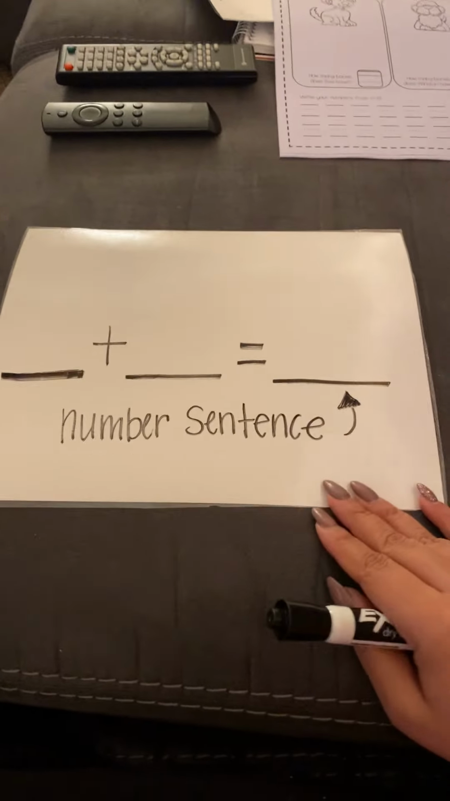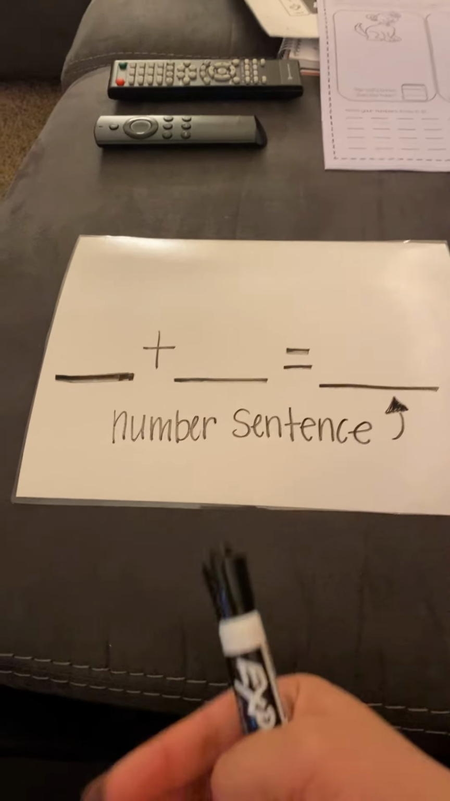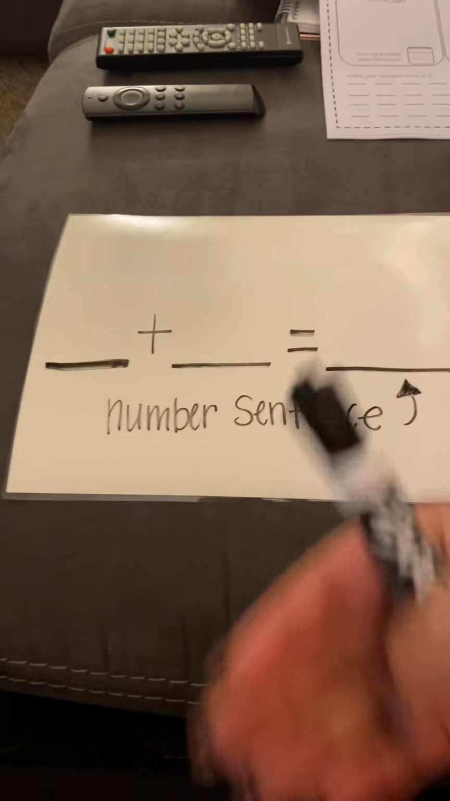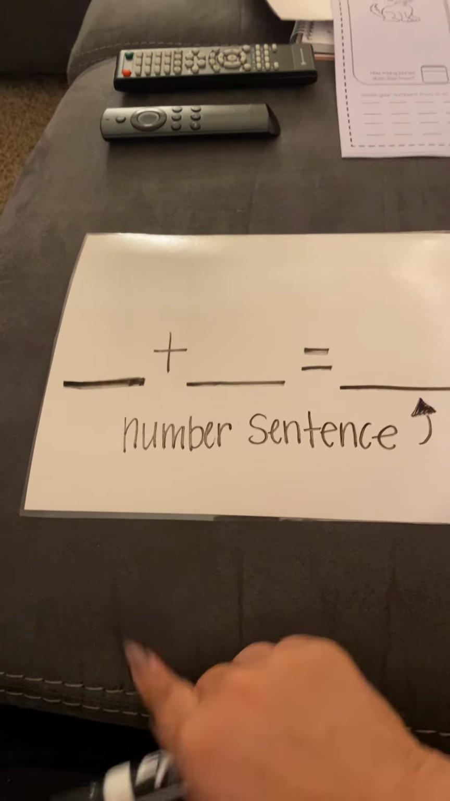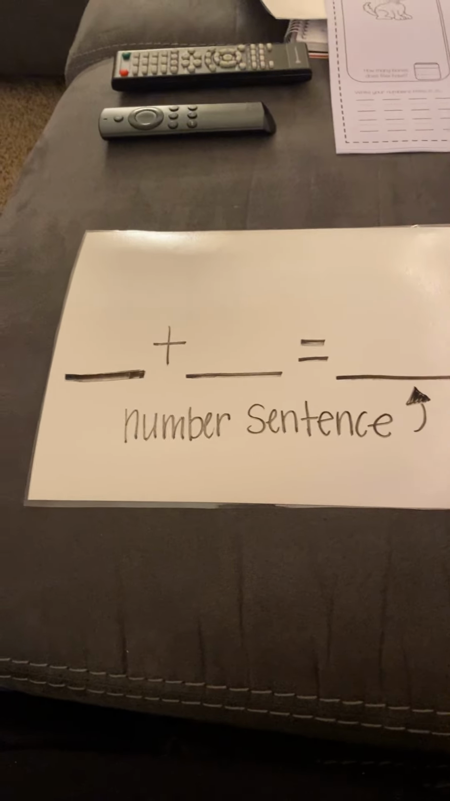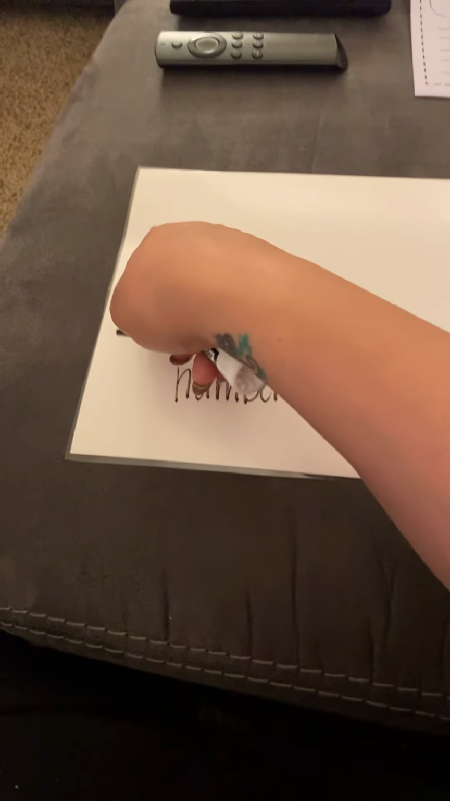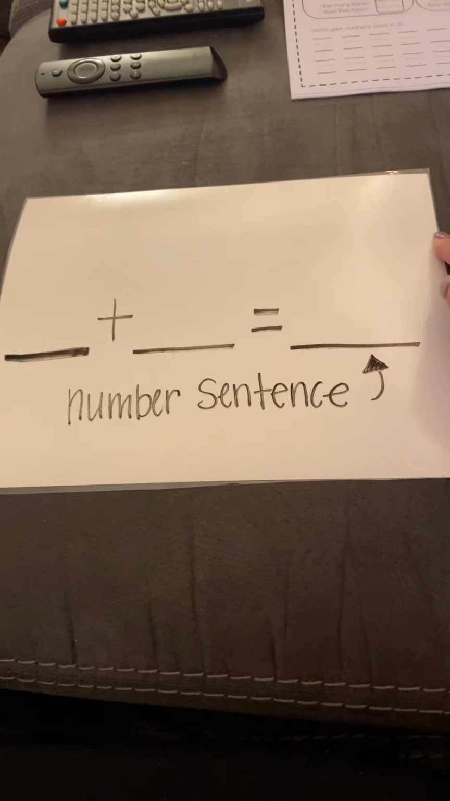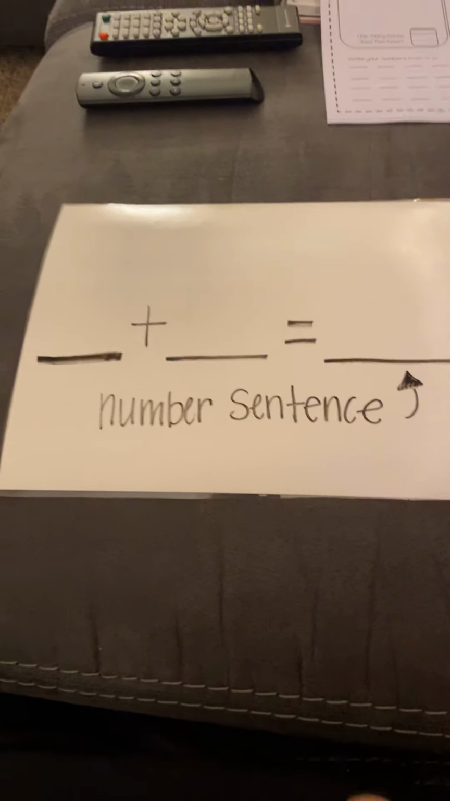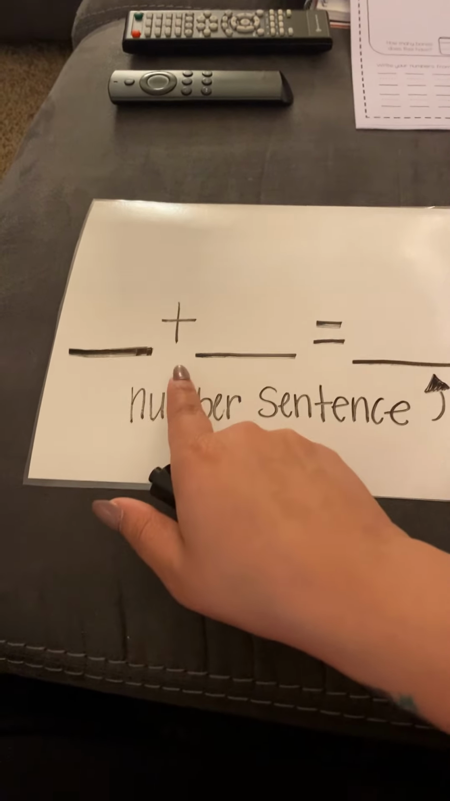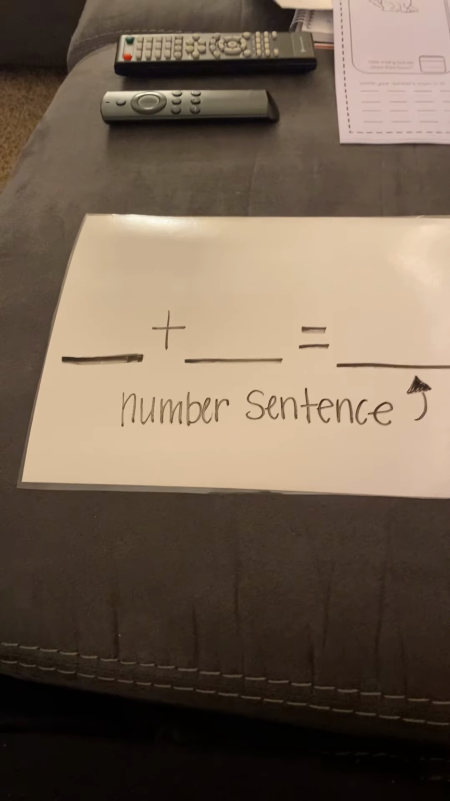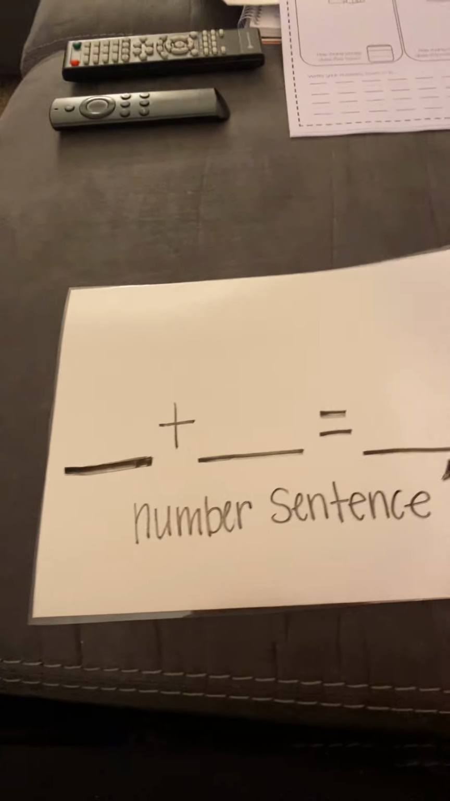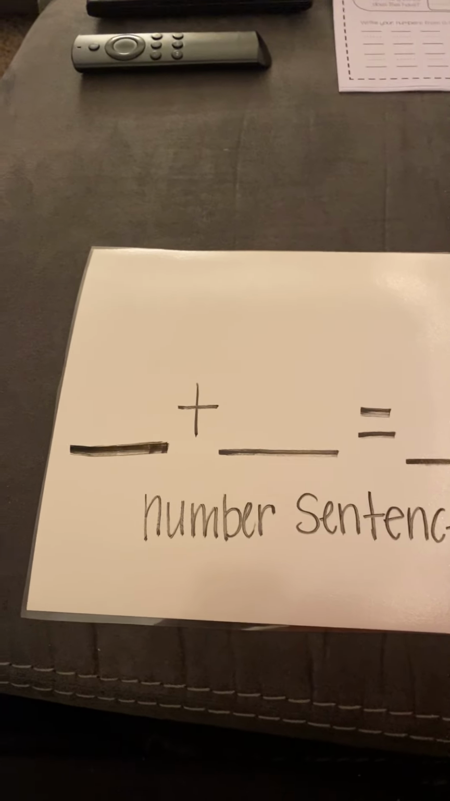This is called a number sentence. And you read a number sentence just like you're reading a sentence in a book, like it's words, except it's numbers. So we know that when we're reading a sentence, we start on the left and we go all the way across to the right, correct? You do the same thing in a number sentence. So you start on this side and you will read across your number sentence.